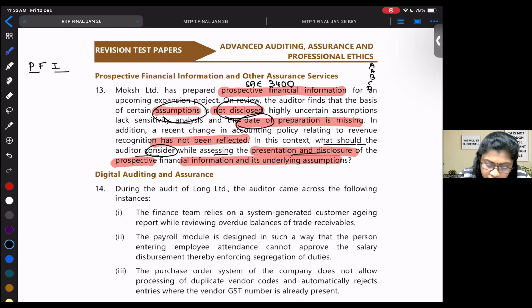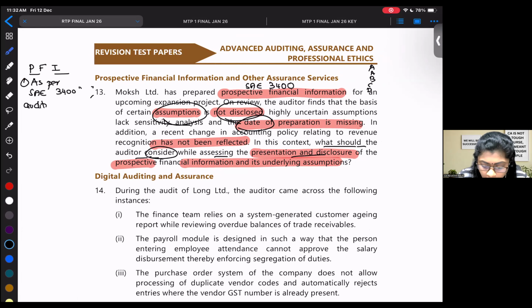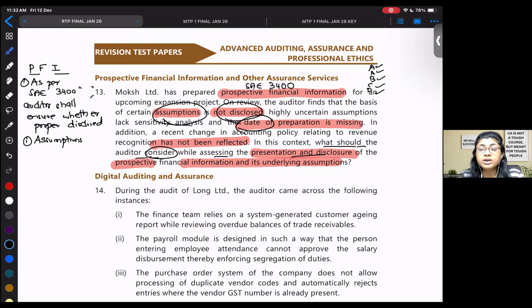Put a heading: Prospective financial information. First para, you can start. As per SAE 3400, write the name, Prospective Financial Information, PFI. Following this, the auditor shall ensure whether proper disclosures are there. Now, what are the disclosures? Five things should be disclosed. Not A, B, C, D. Come on, what is the A? First one, assumptions. Don't write the one word assumptions. Assumptions should be adequately disclosed, whether it is best estimate, hypothetical assumptions, including the uncertainty.